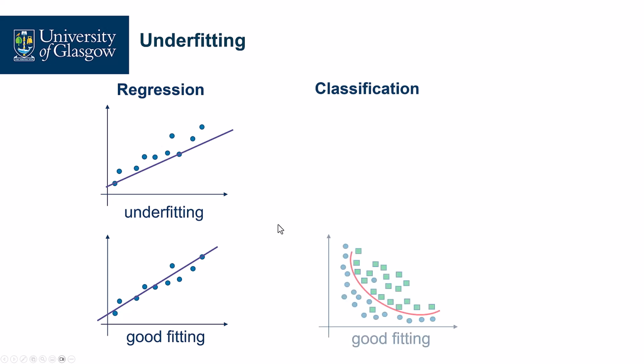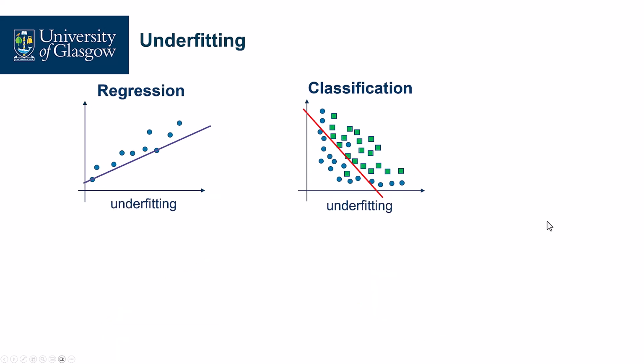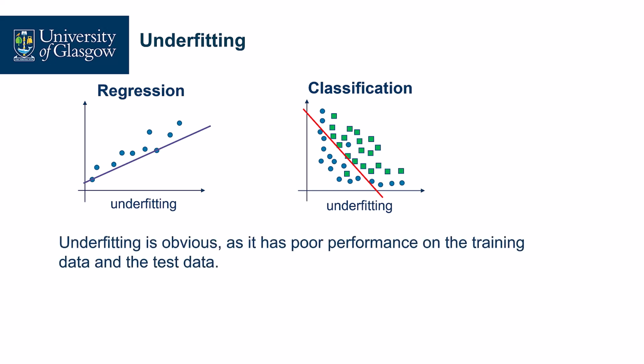For classification, maybe this is a good fitting. We can see the 2 different categories are classified, and only 1 or 2 are misclassified. What is underfitting here? Maybe this is underfitting, where many points are fitted into the wrong categories. This is an underfitted machine learning model in terms of classification. How do we detect underfitting? This is quite obvious: when we look at the training data and the test data, we will find both show poor performance.